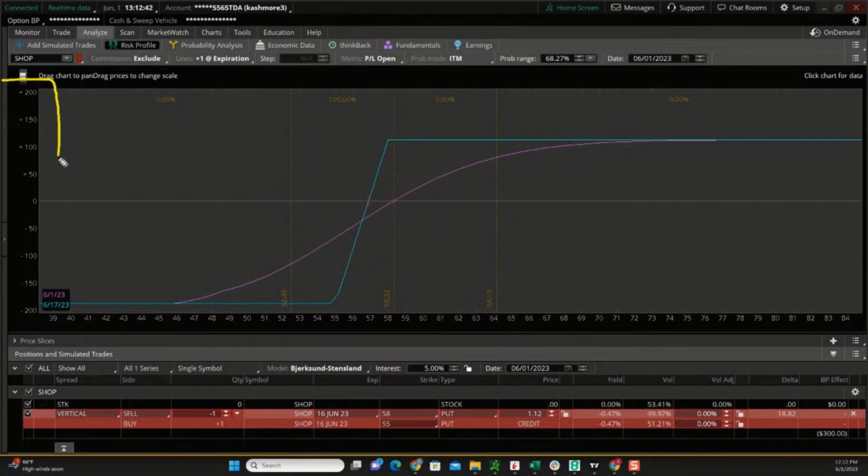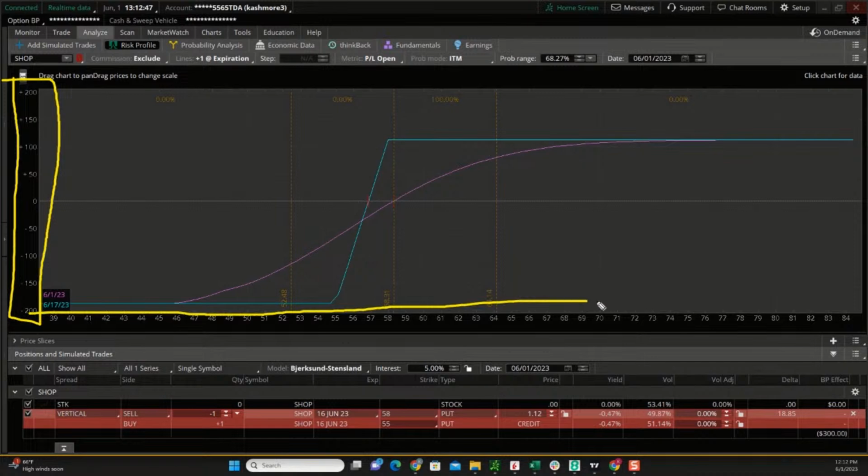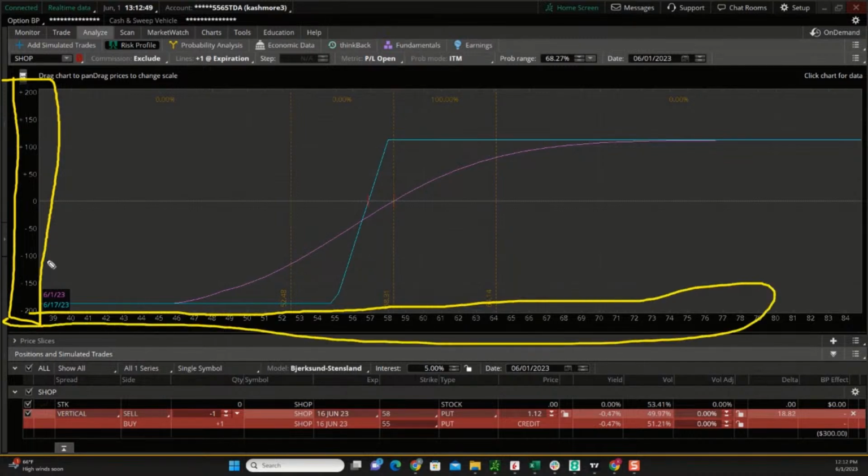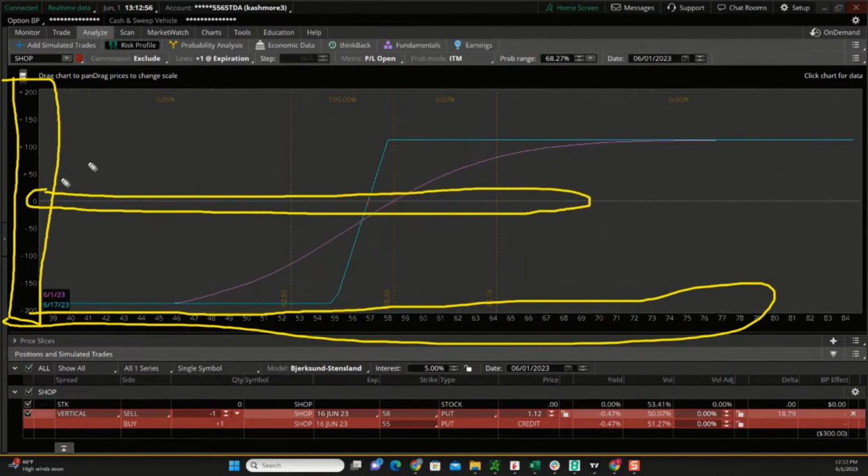So right here is your profit and loss on the position. Right here is the stock price down here. Right here, this line is our zero line, the break even line, basically. And then this blue line is your profit and loss at expiration. So in this case, it'd be June 16th. And then the purple line is your profit and loss for the current day.